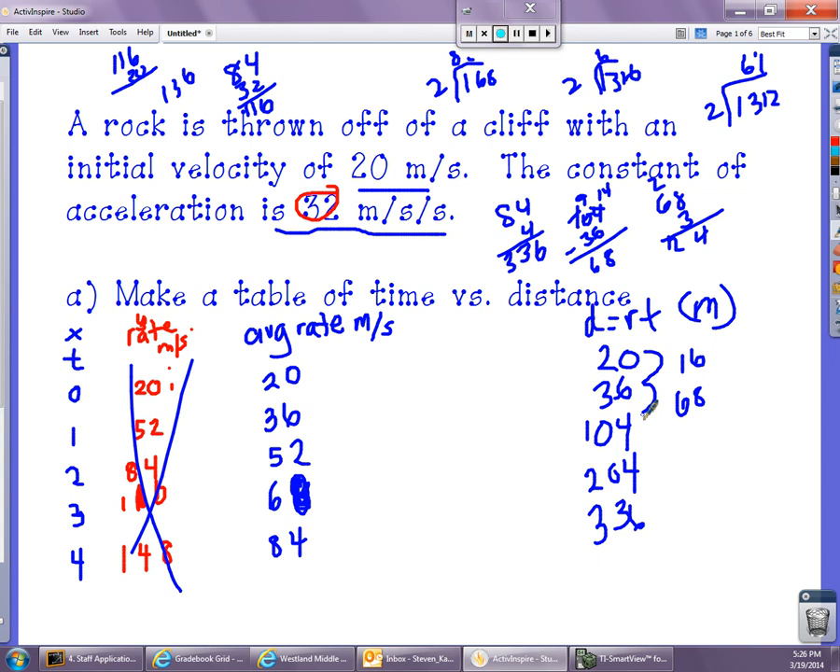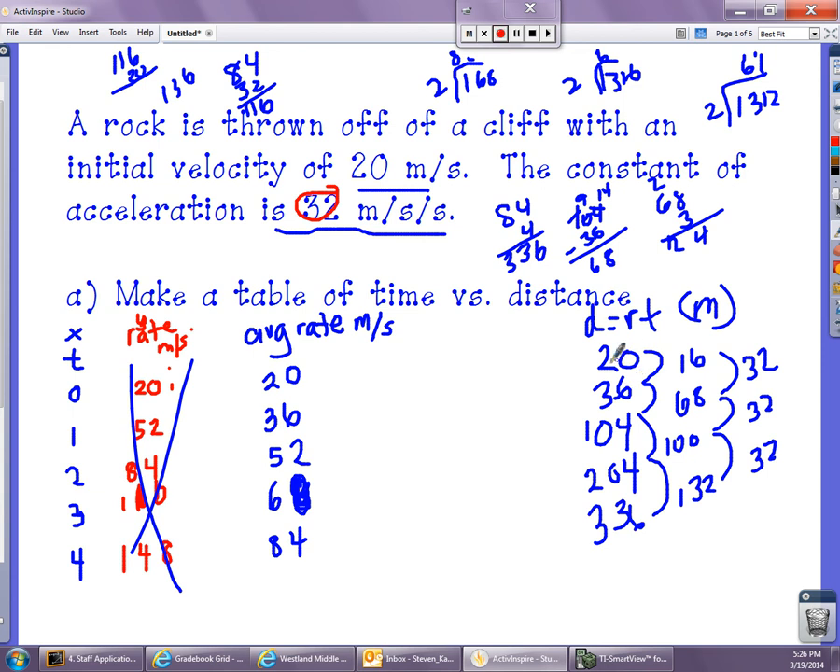The difference between 104 and 204 is 100. And the difference between 204 and 336 is 132. What you're going to notice is while these aren't common differences, the difference of the differences for each of these is going to be 32. Except I made a little mistake here.